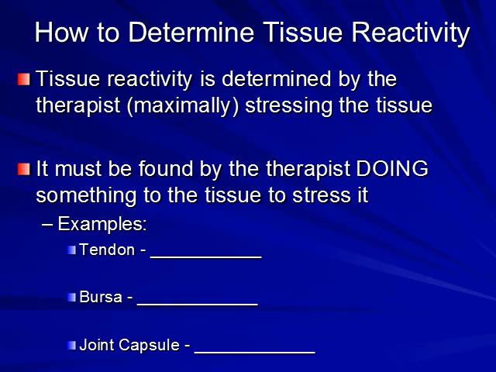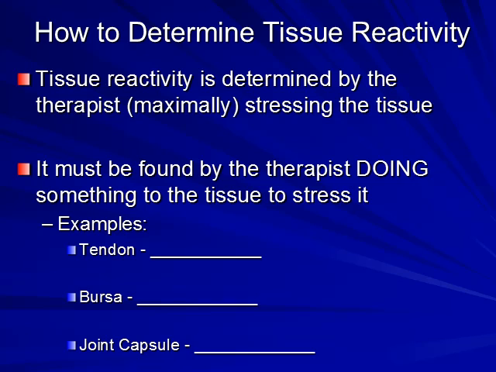So when you're trying to determine the tissue reactivity of a tissue-specific impairment, you need to first think of what kind of tissue this is. Is this a tendon? Is this a bursa? Or is this a joint capsule? If it's a tendon, then I need to think, all right, what would really stress a tendon the most passively? And what should pop in your head right now is an MLT. That would be my first option.